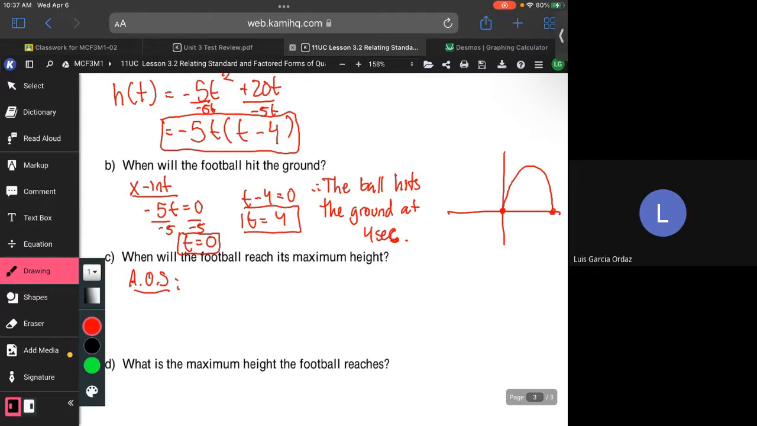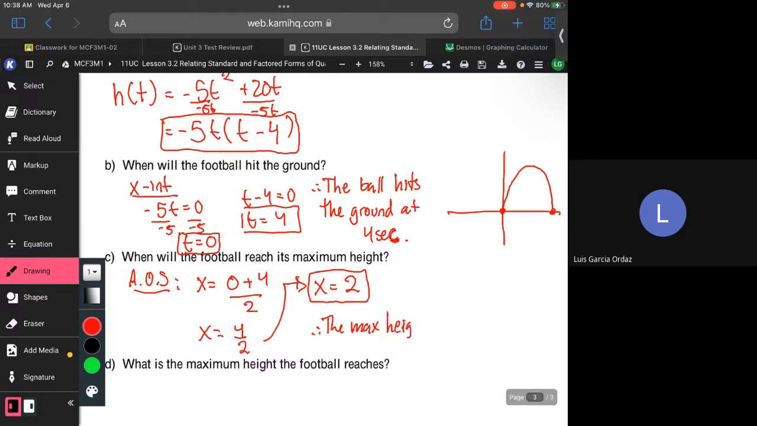So I'm going to add my x-intercepts and then divide them by 2. That's 0 plus 4, divided by 2. So I'm left with 0 plus 4, which is just 4, and divide that by 2. So can someone tell me what 4 divided by 2 is? 2. So when does the ball reach its maximum height? How many seconds? 2 seconds. Yeah. Therefore, the max height happens at 2 seconds. Perfect. We have that down.